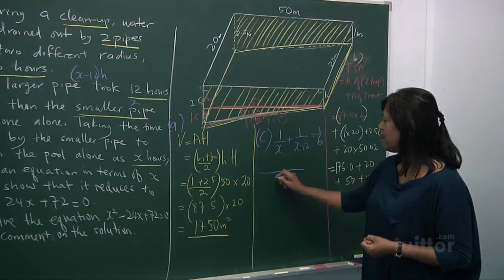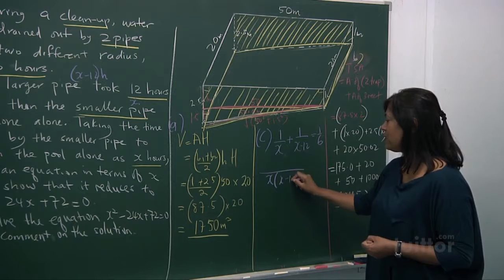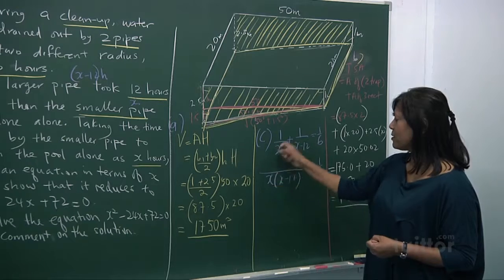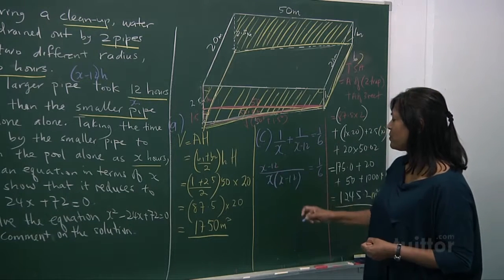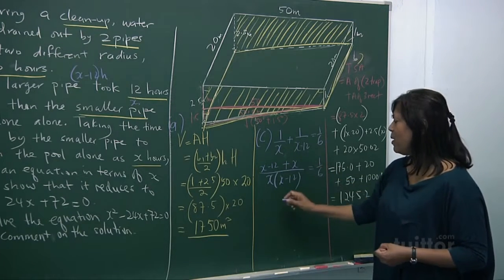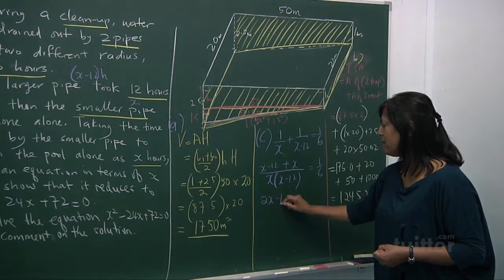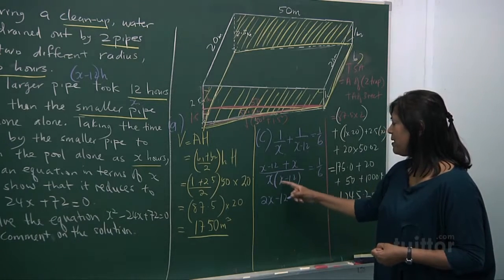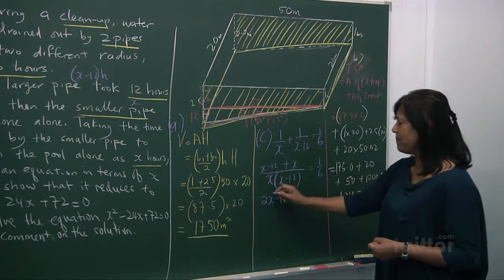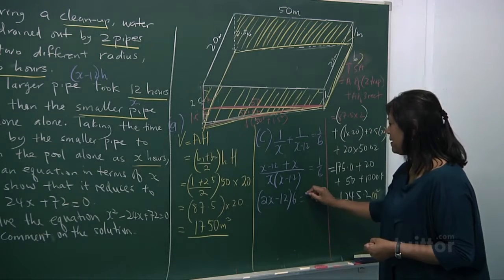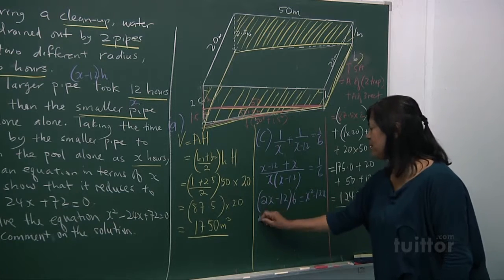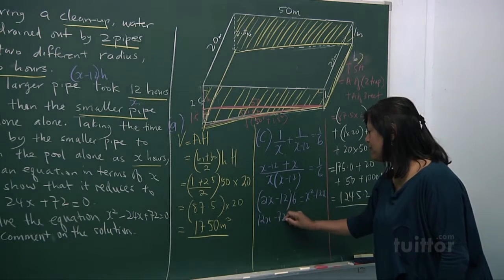Now we find the LCM here, x times x minus 12. It's simple algebra. x is gone, you get x minus 12 times 1. Here x minus 12 is gone, x times 1 is x. What we've got here is 2x minus 12, and here's the x squared minus 12x. Bring it up, the 6 goes there, times 6, and here is x squared minus 12x. Now bring everything across. This is a 12x minus 72.